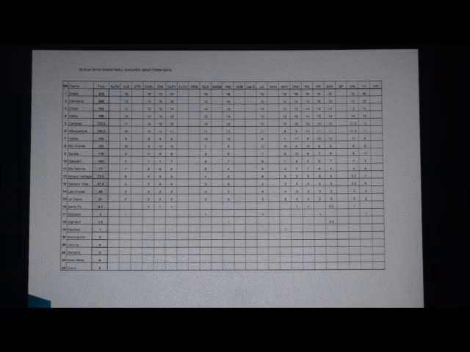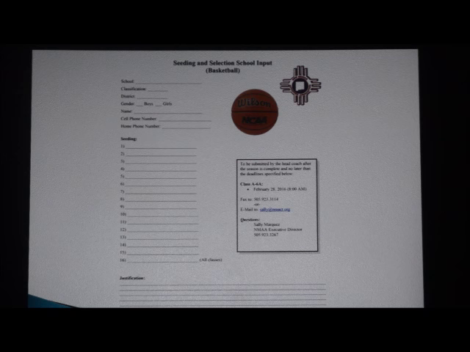And what we will do is we will get this form, and let's say Albuquerque High in this case had Oñate as number 1, or Valley as number 1 in this case, then Valley would receive 16 points. And then we will go back from number 1 to number 16. So if a coach seeds somebody number 1, we give them 16 points. If they seed somebody number 2, then we give them 15 points, and we go all the way down to number 16. The number 16 on a coach's input would receive 1 point.